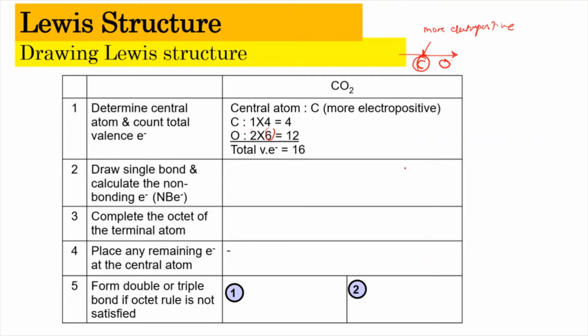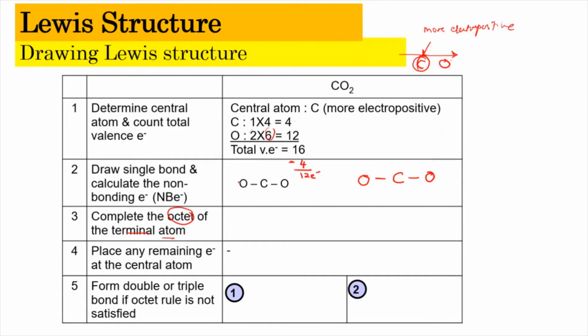So we know that carbon is going to be at the center, and then it's going to have oxygen on this side and oxygen on the other side. So we have used up 4 electrons to make the bonding between the central atom and the terminal atoms. So we have 12 valence electrons. Okay, and the 12 electrons here will be used in order to complete the octet of the terminal atoms.